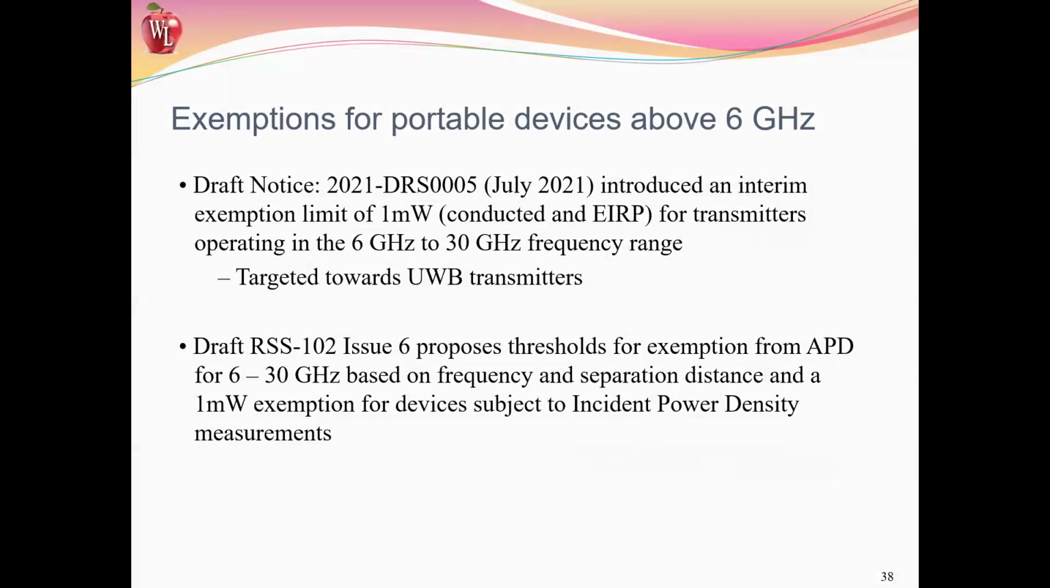Portable devices above 6 gigahertz basically have to be below 1 milliwatt, and that's really been targeted toward UWB transmitters. A lot of the other transmitters in that frequency range are going to be higher than that. Issue 6 is the new draft. Issue 6 proposes a threshold from APD based on frequency and separation distance, and a 1 milliwatt exemption. So a 1 milliwatt exemption is pretty much across the board.